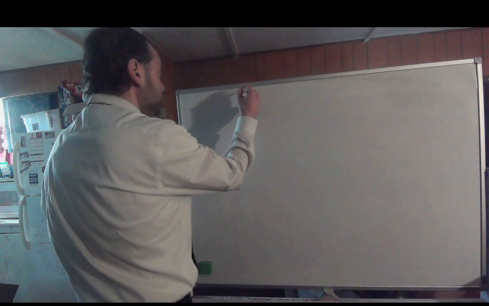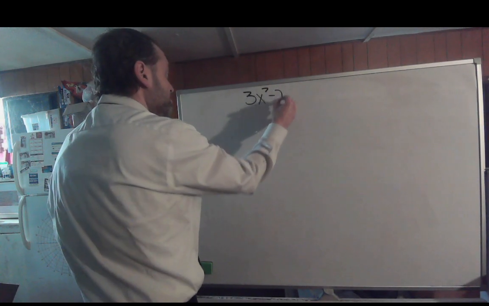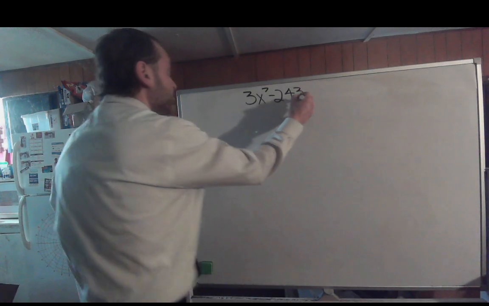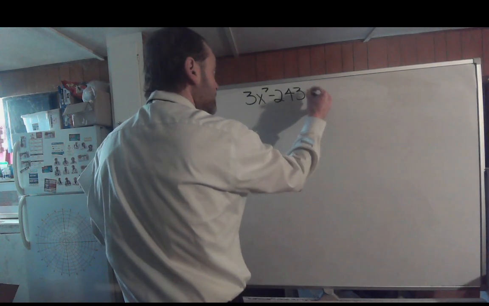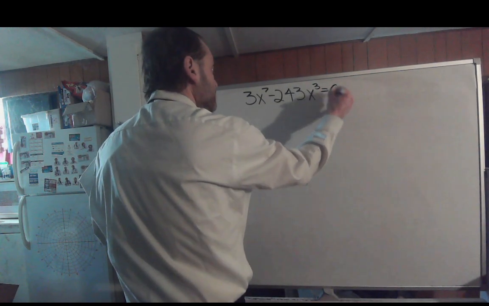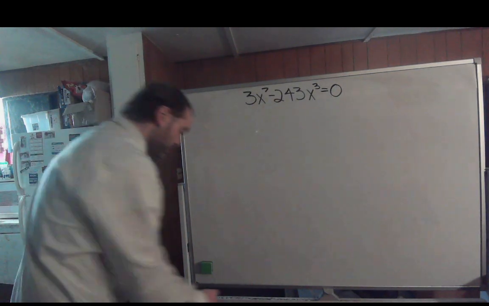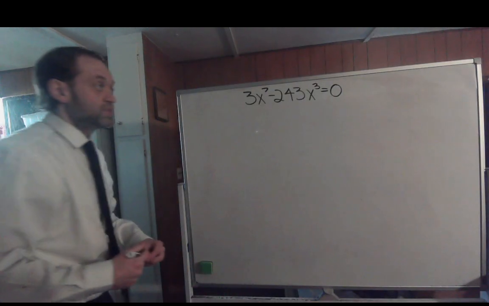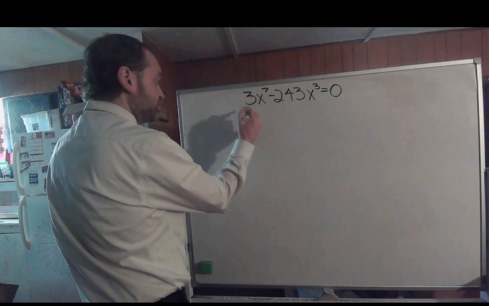All right. So let's see here. 3x to the 7th minus 243x to the 3rd is equal to 0. So we got 3x to the 7th minus 243x to the 3rd is equal to 0. You can factor out a common 3x to the 3rd between both terms.